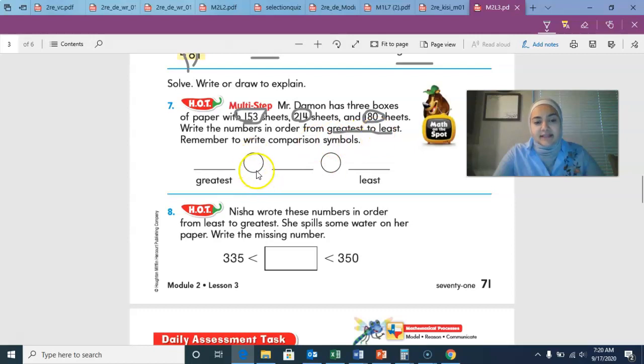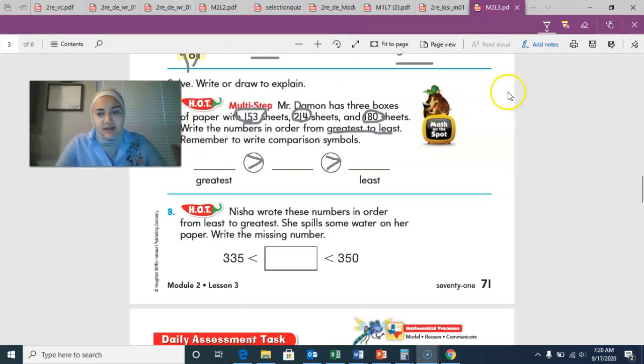So if this was the less than sign, then this is the greater than sign. So we know that we are doing it from greatest to least. I'm going to write my greater than sign in these little bubbles so I don't forget what I'm doing, okay? And then you have to draw your ones, tens, hundreds table.